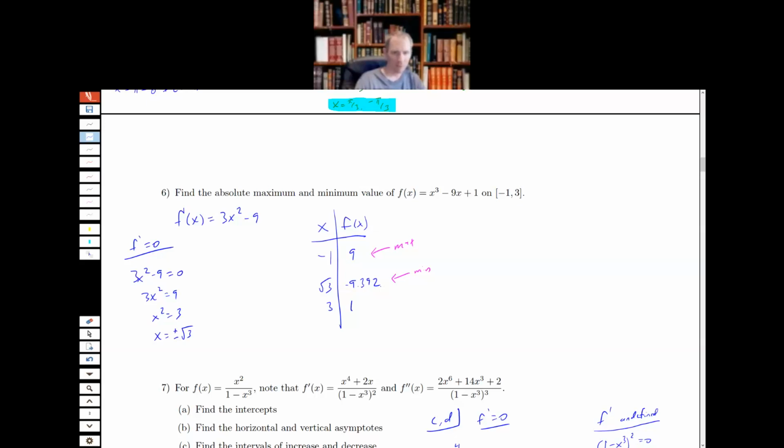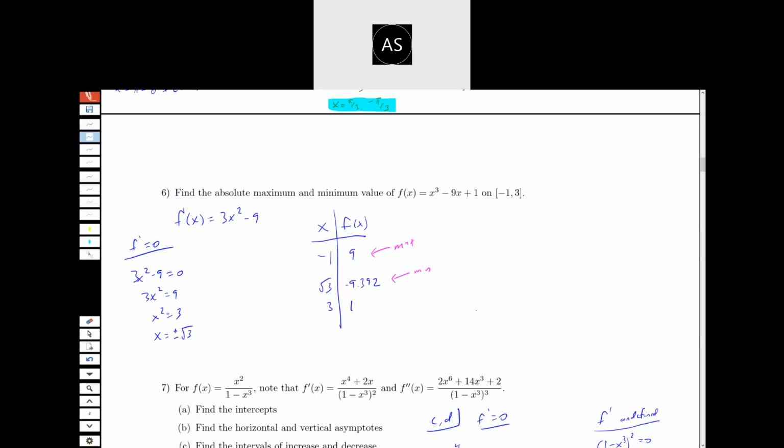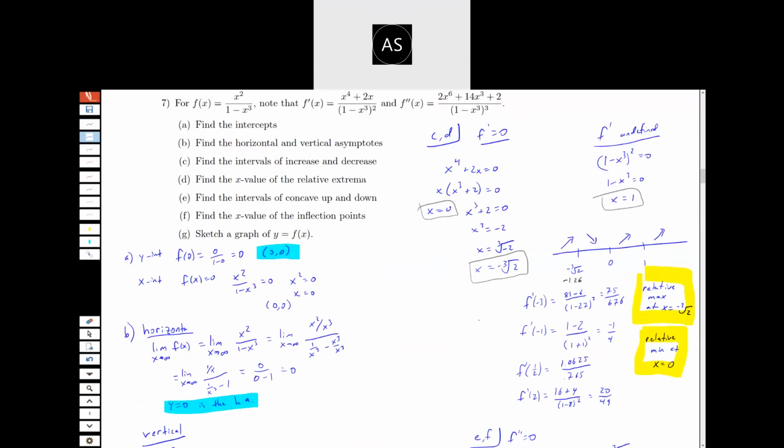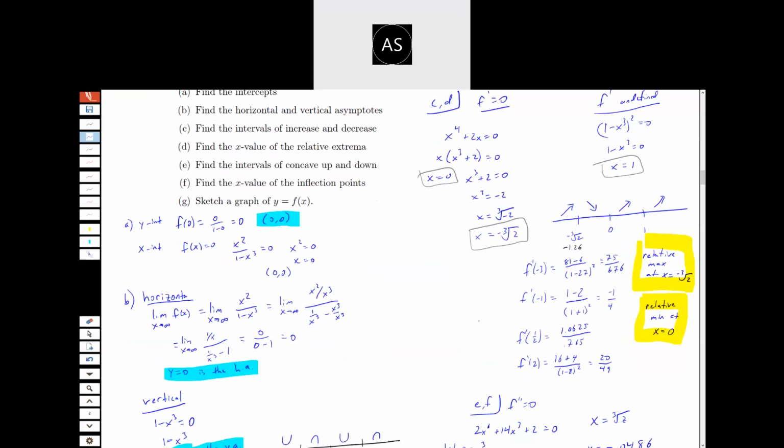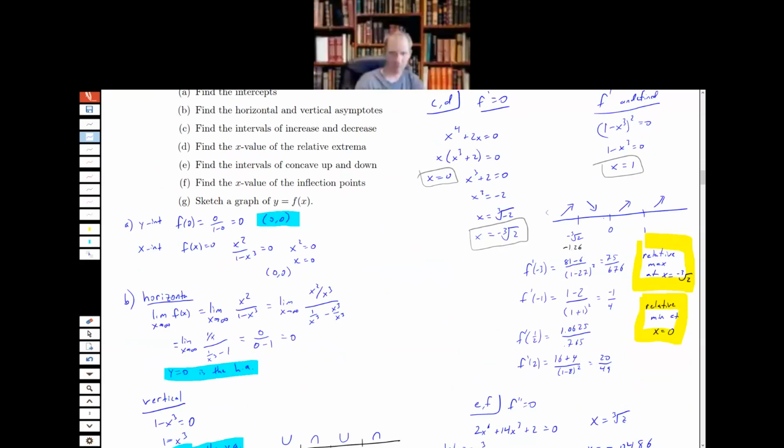So that's why a better bet is to set up a table like this and look at the endpoints and critical points, and then we're just comparing the highest and lowest points. Okay. And then for relative extrema, you have to do the actual first derivative tests and plug in values in between the critical points, right? Yep, to figure out where it's increasing and decreasing. Okay.